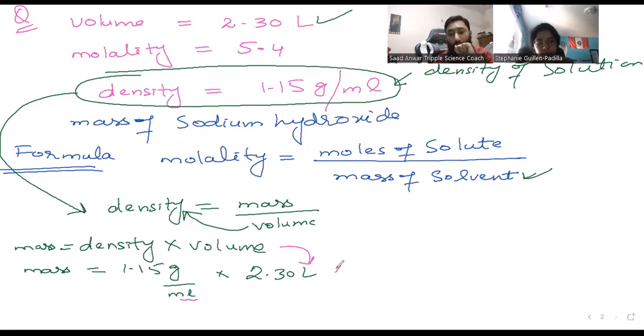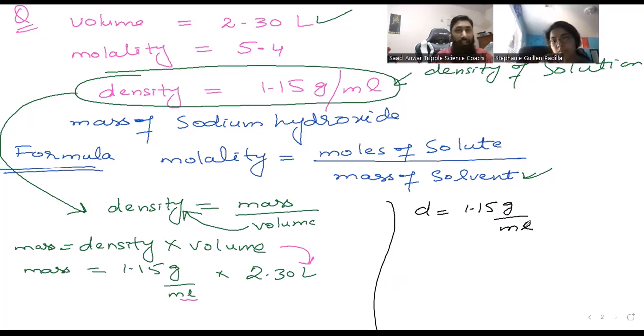How do I do that, Stephanie? I know 1 liter contains, oh, one second. So I have density in gram per ml. Let me convert it into kilogram per liter, because the mass of solvent also should be in kilogram. In molality, the criterion is that the mass of solvent should be in kilogram. If it is not, convert it into kilogram.